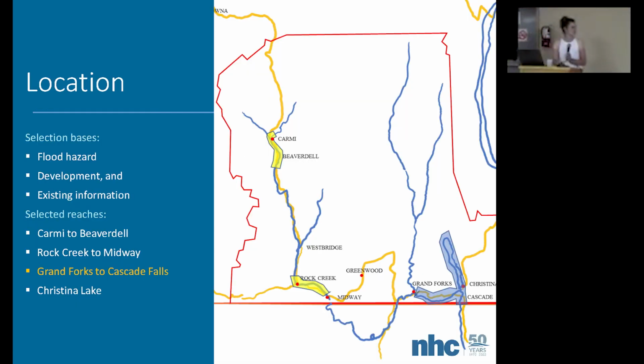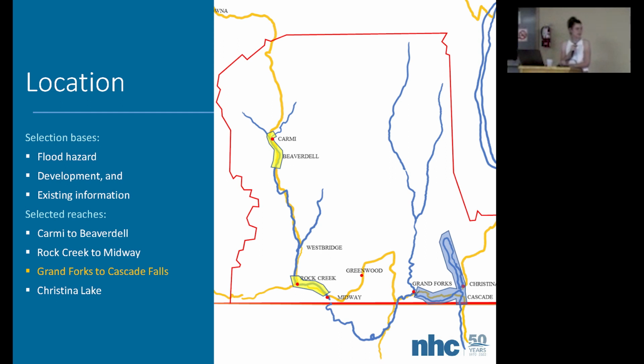So as Christina explained, this is part of an overall study. We've already looked at the Carmi to Beaverdale Reach, the Rock Creek to Midway Reach, and now we're on the Grand Forks to Cascade Falls Reach. The boundaries there are marked in red. Coming up soon, Christina Lake and the upstream extents for Grand Forks. So these are where the existing maps already exist.